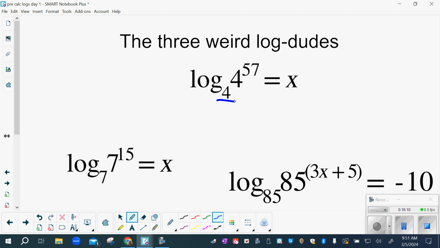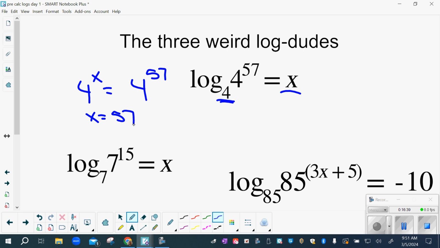So I'm going to say 4, that's my base, to the x equals 4 to the 57. So take a look at that. What is x? And it should be a really easy answer for you. It is 57. Here's what's cool. I don't always want to write that every time because I'm lazy. And the cool rule is this.